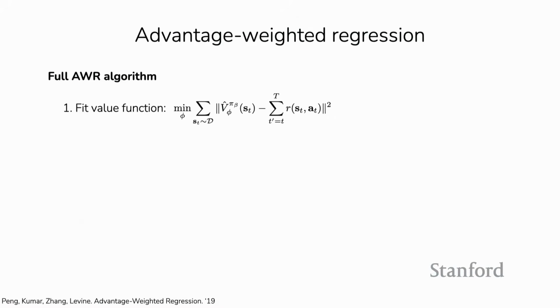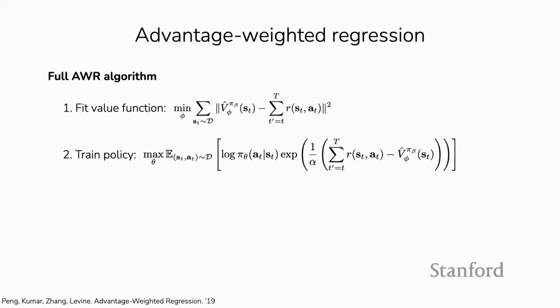Okay. So the full algorithm is we first fit a value function using Monte Carlo regression. Then we train a policy where we weight the probability of taking an action, or the likelihood objective, by the exponentiated advantage estimate, where the advantage estimate is given by the sum of rewards minus the value function. And we have this hyperparameter here that controls the temperature, or how spiky this distribution will be.